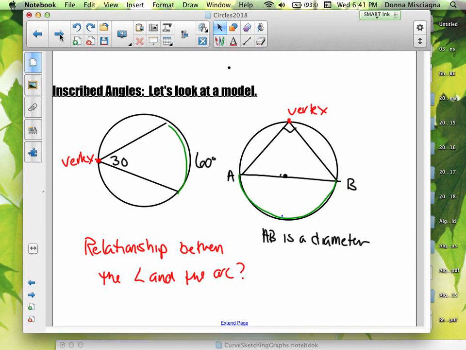And what kind of relationship is there between the angle and the arc now? So just kind of glance here at my values, make a hypothesis, because in class on Monday, I'm going to ask you, what do you think the relationship is? And I'm giving it away with the numbers. I'm giving it away.